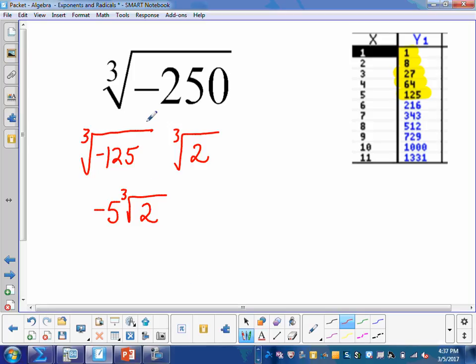So when we're working with cube roots, we can have a negative under the radical, and we always want to factor that out. So our simplified form with a cube root will always have a positive radicand.